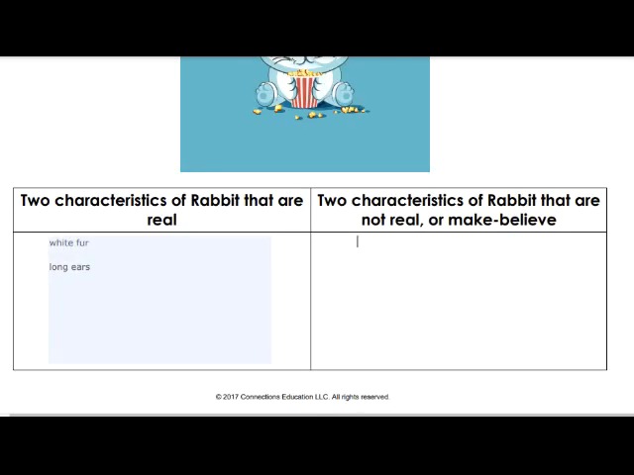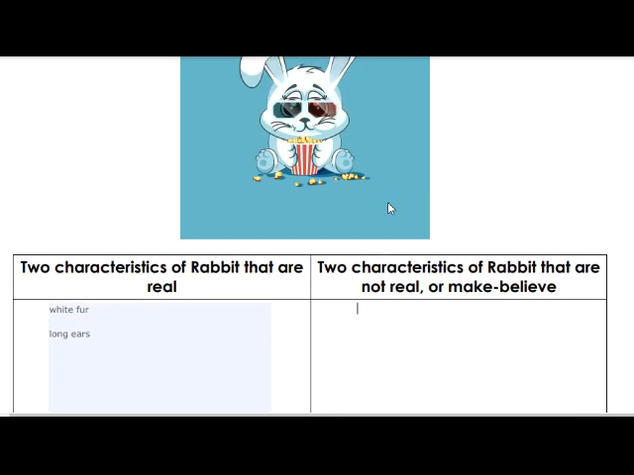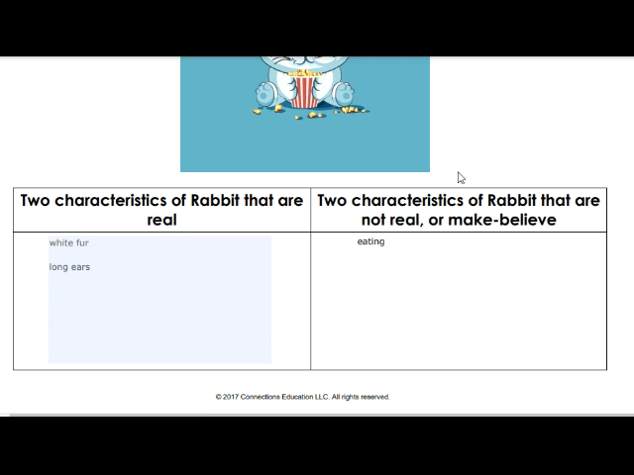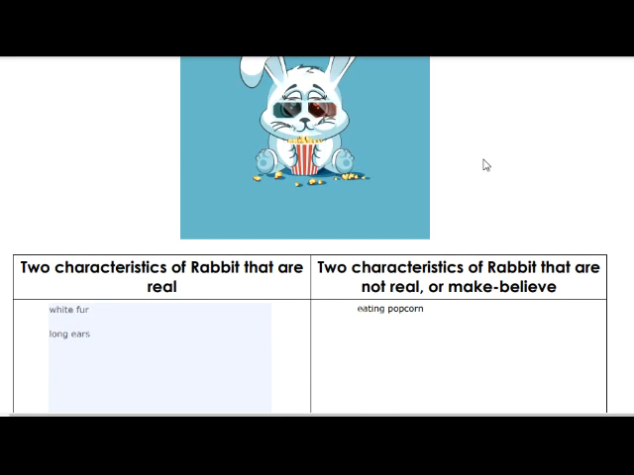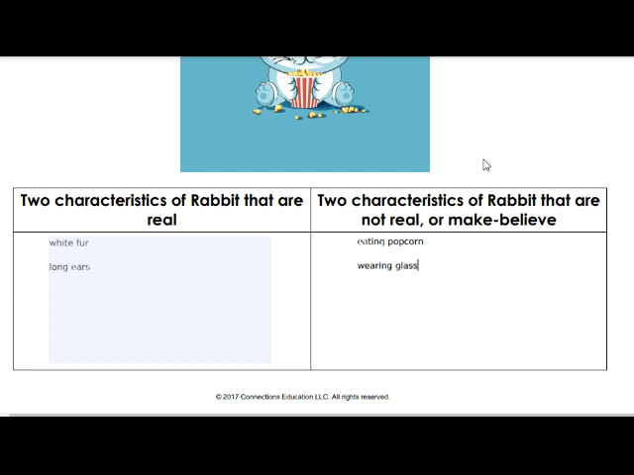On the other side, we're looking for two characteristics of this rabbit that are not real or make believe. So I definitely know this rabbit is eating popcorn, and that is not something rabbits usually do. So eating popcorn is not real. I could also say wearing glasses, right? Rabbits don't really wear glasses in real life. There are other things too.